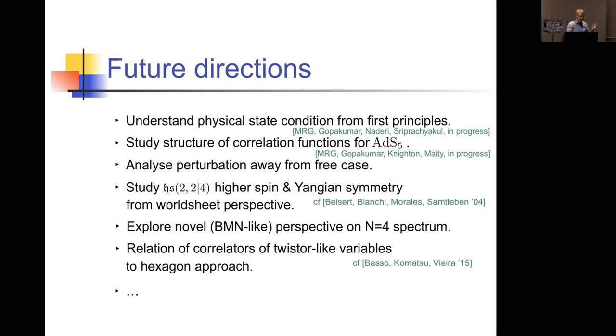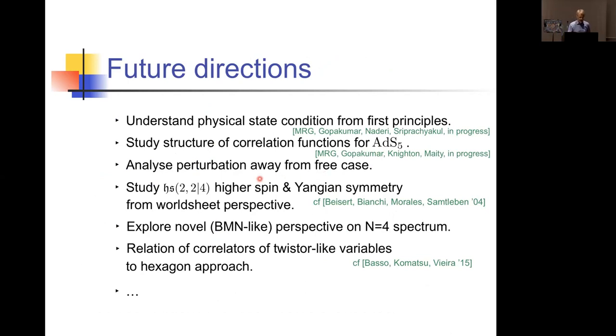Now, there's obviously a long list of open questions. So to start with, we should understand this physical state condition from first principles. We are trying to construct this cohomology that will do the trick. Then what we would like to do is, obviously, this is free super Yang-Mills. We would like to go to interacting super Yang-Mills.